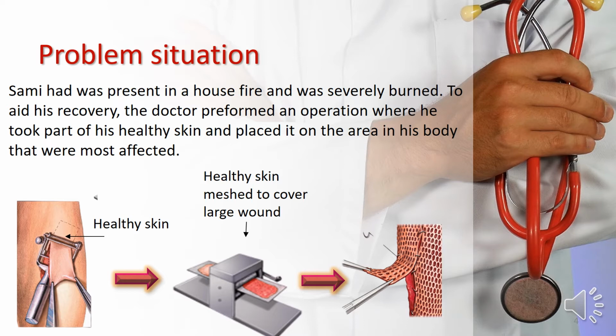You can see the mesh here. You can see how the skin looked here. It was one part, and it had no mesh, so it was small. Here, after it was meshed, meaning that they increased the area by creating little holes in it. So they increased the surface area.